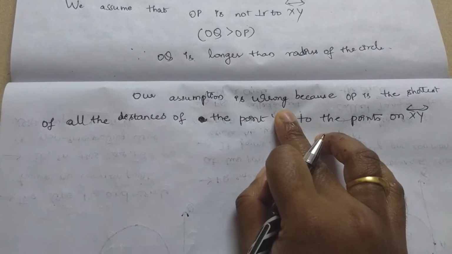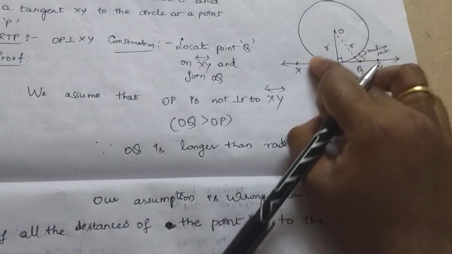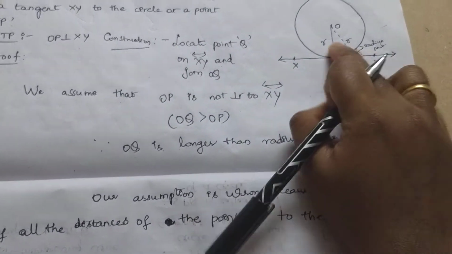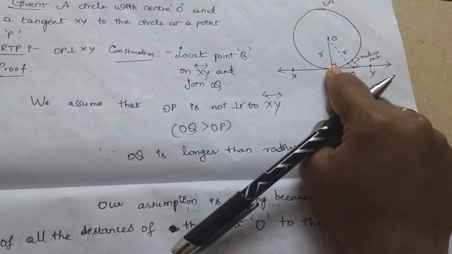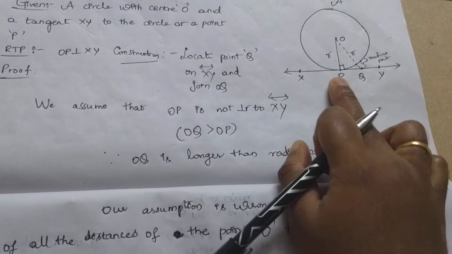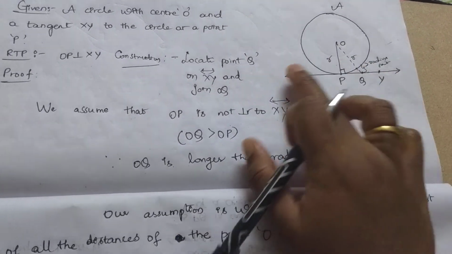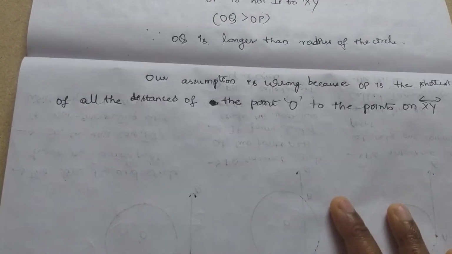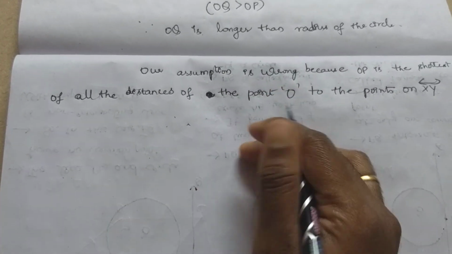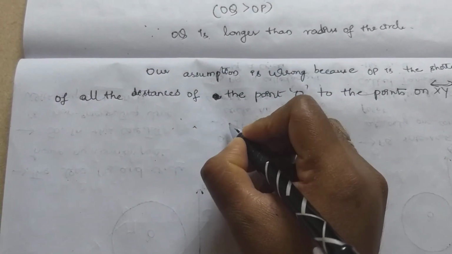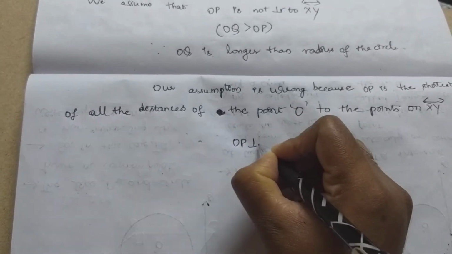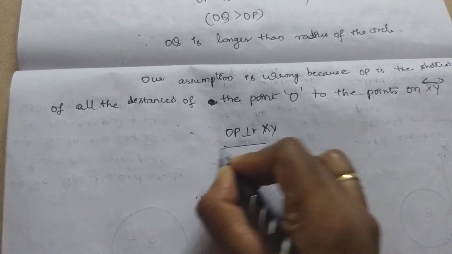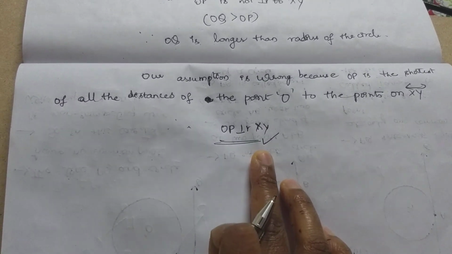Clear? So when you take any point other than P on the line XY, the distance is more when compared to the line OP here. So OP is the shortest of all the distances from the point O to the points on XY. Therefore, shortest distance means what? It is the perpendicular. So therefore, OP is perpendicular to XY. Therefore, OP is perpendicular to XY. This is what they have asked us to prove.